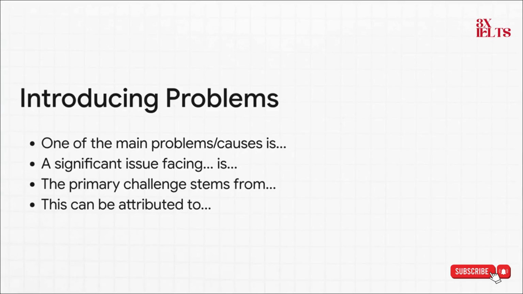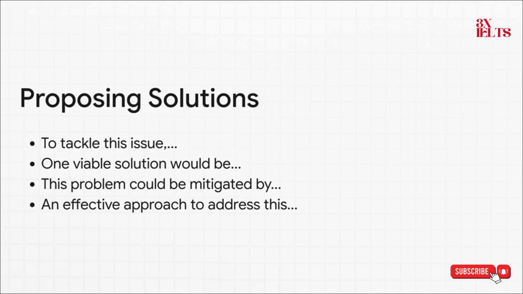Having a little toolbox of phrases is absolutely crucial. So, instead of a simple "a problem is," why not try starting with "a significant issue facing society is," or "the primary challenge stems from." It just instantly makes your writing sound more academic. And the same exact idea goes for solutions. Swap out "a solution is" for much more powerful phrases like "to tackle this issue," or "this problem could be mitigated by." This shows the examiner you have a really strong command of the language needed for this specific essay type.